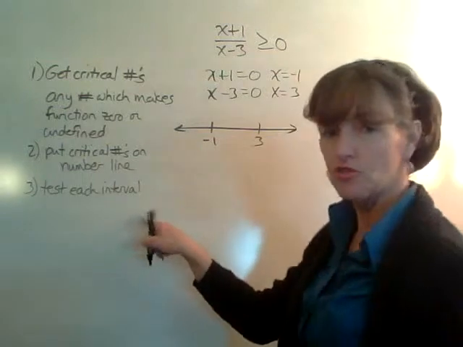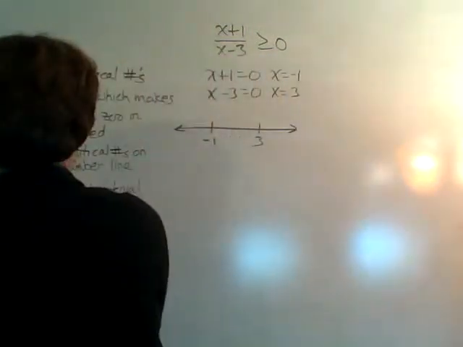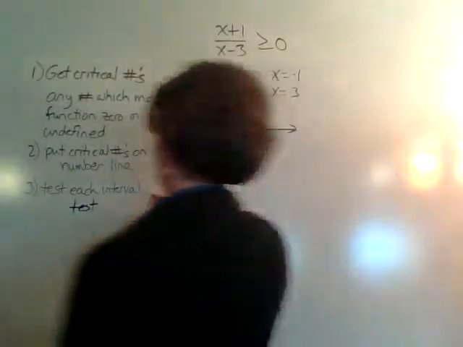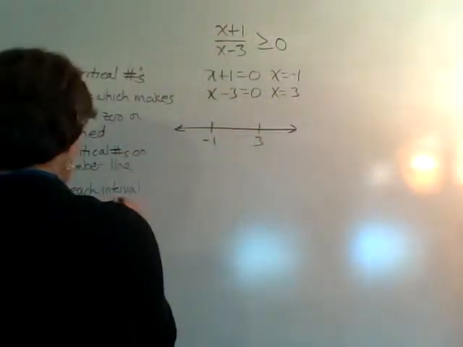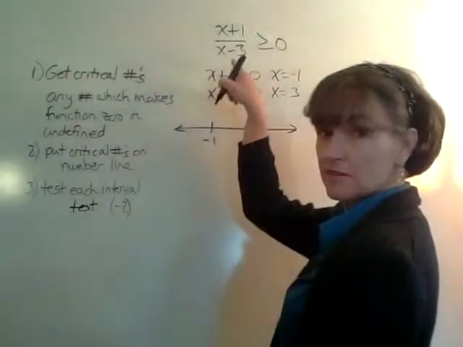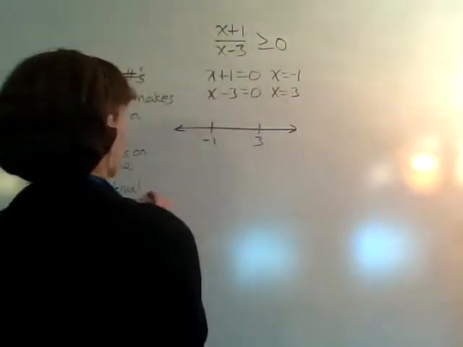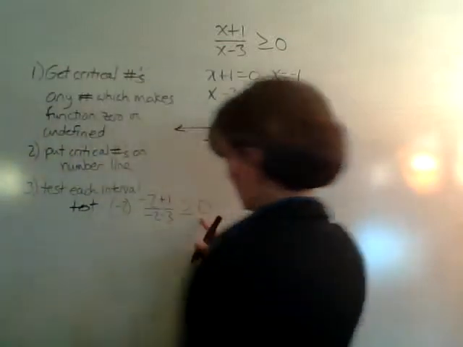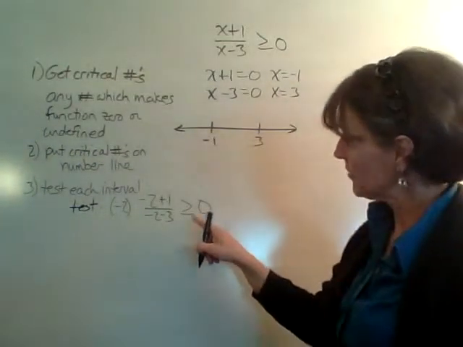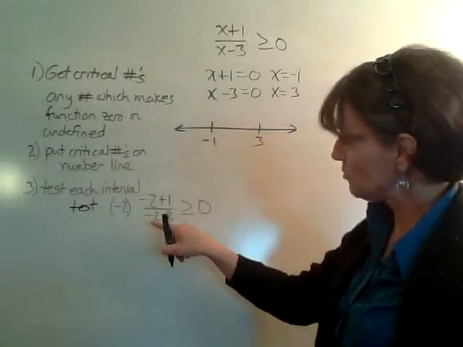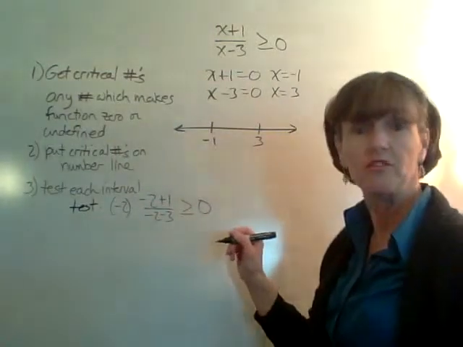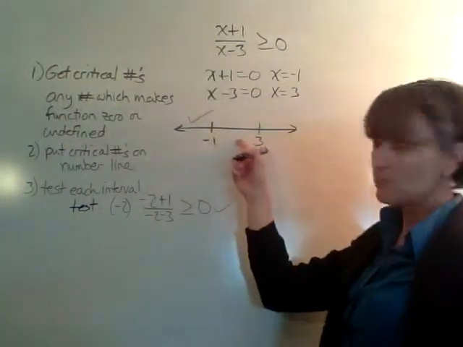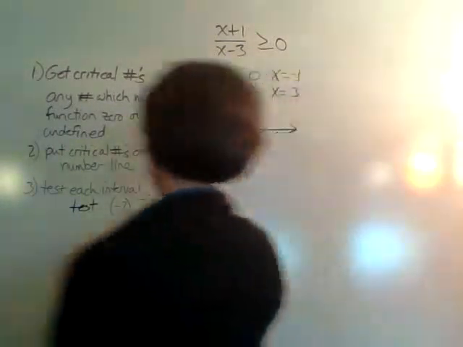I test each interval. All right, so let's test the first interval by picking the number -2. And when I put -2 into this expression, then I have -2 plus 1 over -2 minus 3. And I want to know, is that positive? Well, negative in the numerator, negative in the denominator, negative over negative is a positive, so yes, that is. That works.